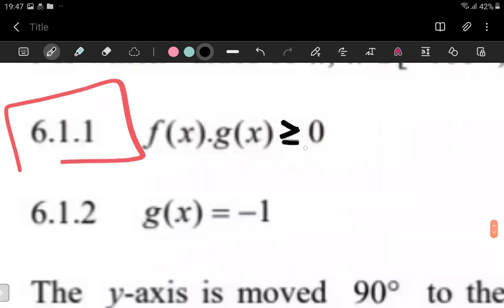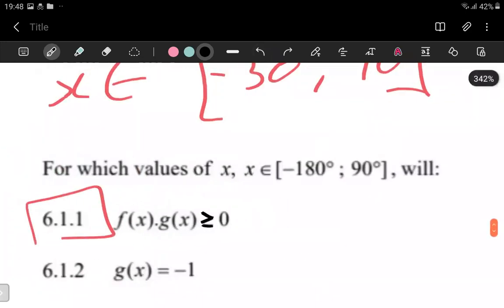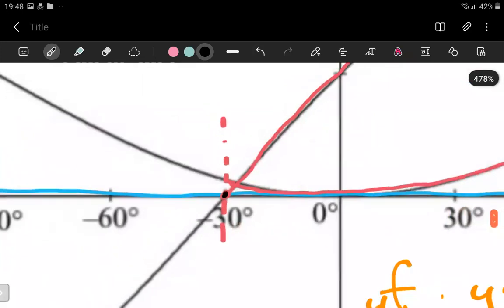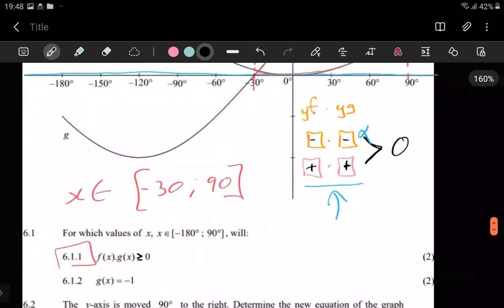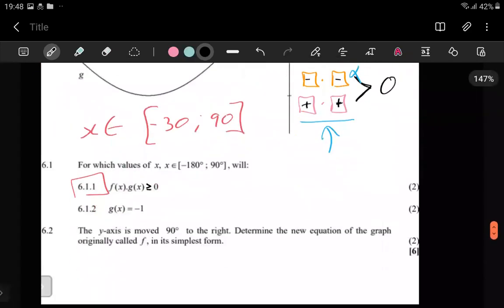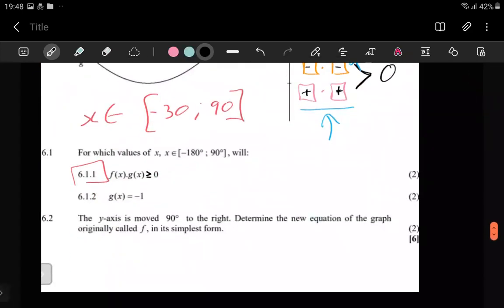Because for this side to be equal to 0, one of these has to be 0 at some point. And one of them is equal to 0 specifically at negative 30. That's why at negative 30 we're putting a square bracket over there. That's why this is just a 2-mark question, because as long as you know how to interpret the question, you will be able to give your answer.